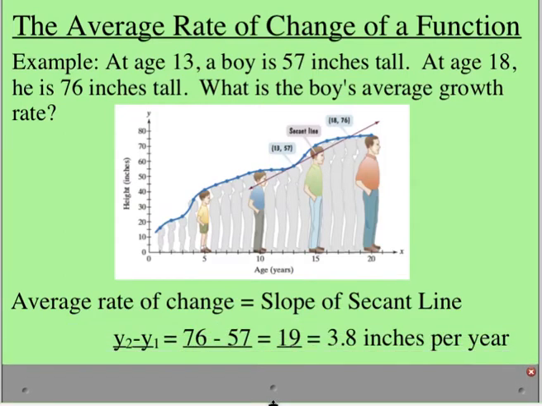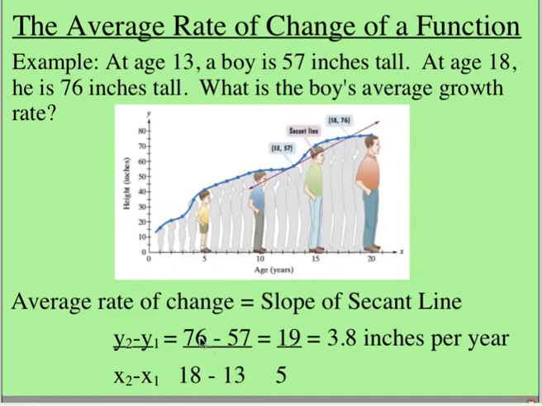So first of all, our y2 minus y1 is 76 minus 57. Our x2 minus x1 is his years, 18 minus 13. We get 19 over 5, and we get that to be 3.8 inches per year. So even though he grows at a different rate each year, on average he's growing 3.8 inches a year.